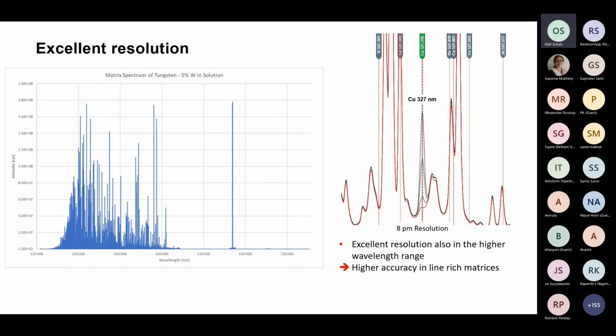Good example here, copper at 327 nanometer, one of the prominent emission lines for the determination of trace level concentrations here in a tungsten matrix, is really a good example for the necessity of a higher resolution also in the higher wavelength range. With a resolution of 20 picometers, and that's a common value for a shell-type optical system, the surrounding peaks would almost be 3 times broader, and thus the analytical line be impossible to use.